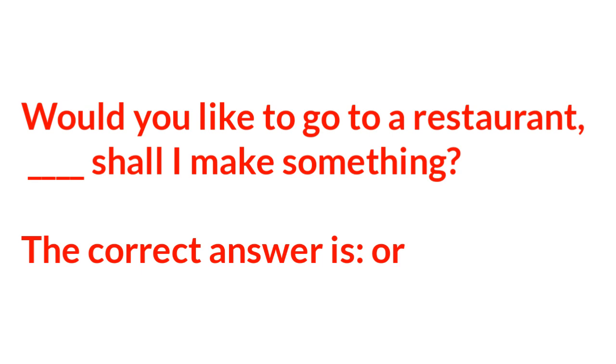Would you like to go to a restaurant dash shall I make something? So here a choice is given, options are given. While this kind of options are given before us, we can use the conjunction or. We studied it, isn't it? So the correct answer is or. And the sentence becomes, would you like to go to a restaurant or shall I make something? We can move to the next question.